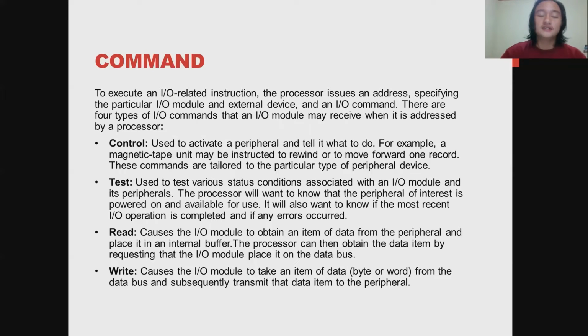Read. Causes the input-output module to obtain an item of data from the peripheral and place it in an internal buffer. The processor can then obtain the data item by requesting that the input-output module place it on the data bus. Write causes the input-output module to take an item of data, byte or word, from the data bus and subsequently transmit that data to the peripheral.